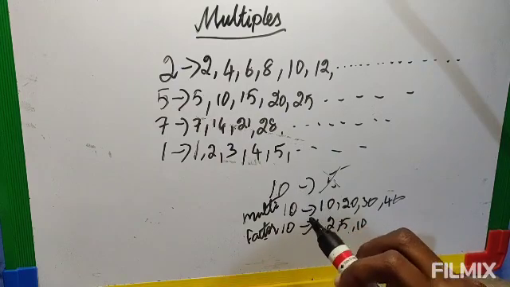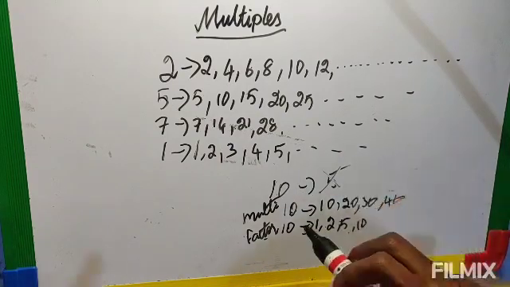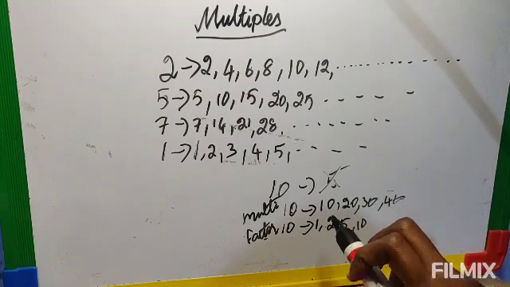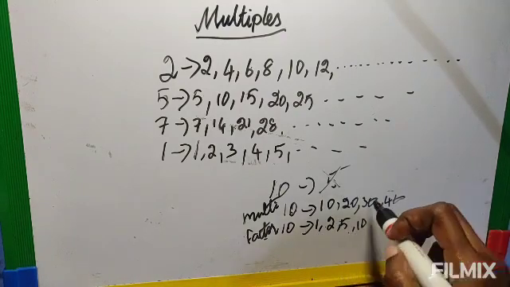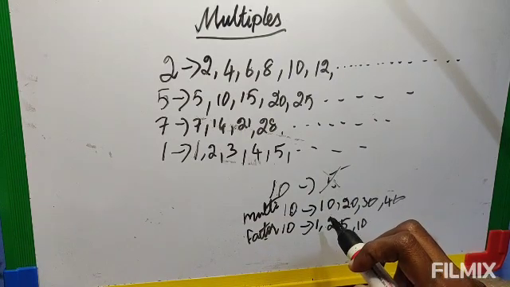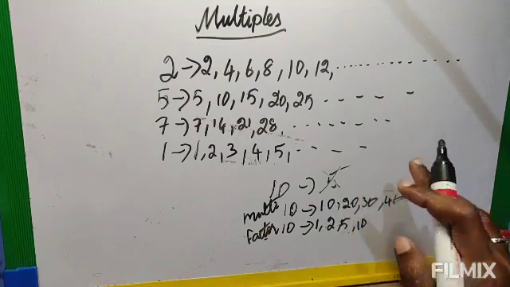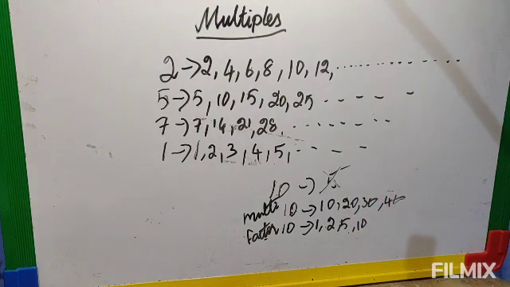That means multiple is equal to the number, otherwise greater than the number, and factor will be equal to the number, otherwise smaller than the number. So this you must know. These are the facts. Multiples are unlimited, infinite. You cannot count the multiples, it will go on.